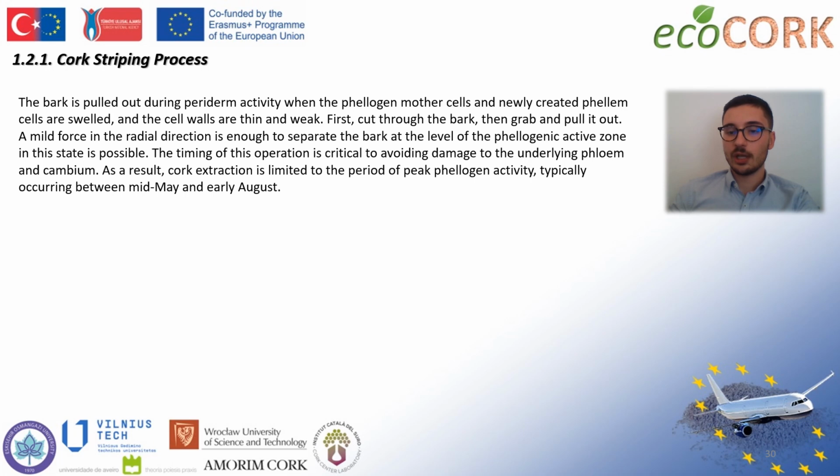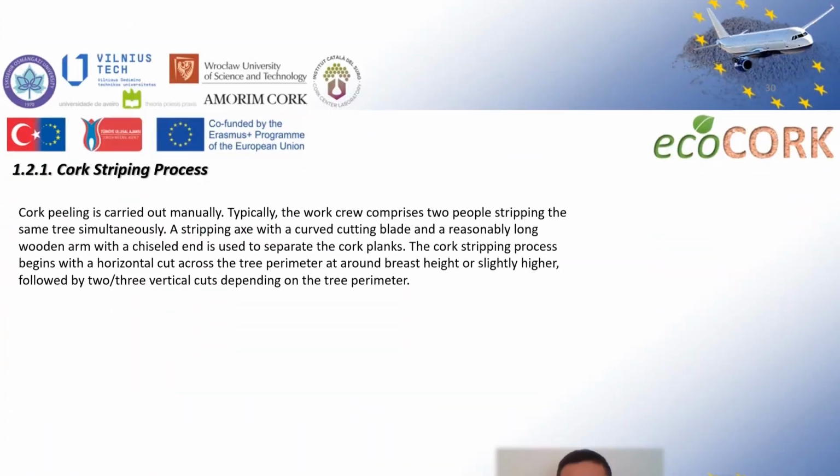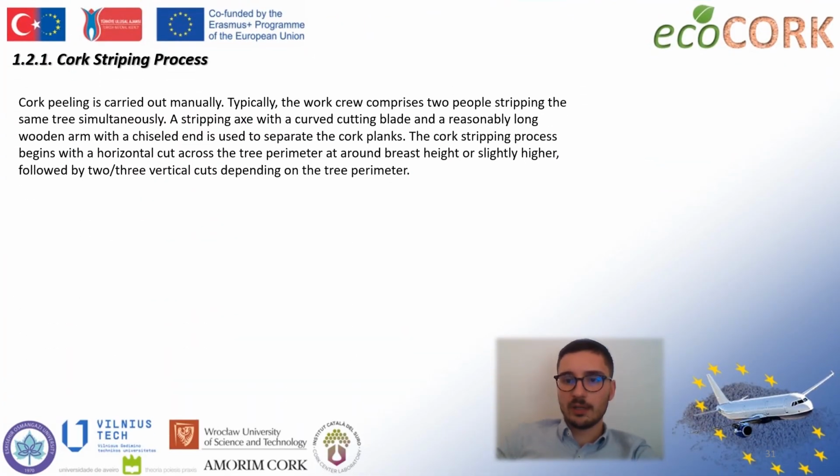So cork extraction can only happen when the phellogens are most active, which is usually between mid-May and early August. One common way to do this is to see how easy it is to get cork from a few cork oaks. Normal methods can be used to remove the cork if it isn't easy to get off. If too much force is used, the cambium may break, causing damage that can be hard to fix. The cork has to be peeled by hand.